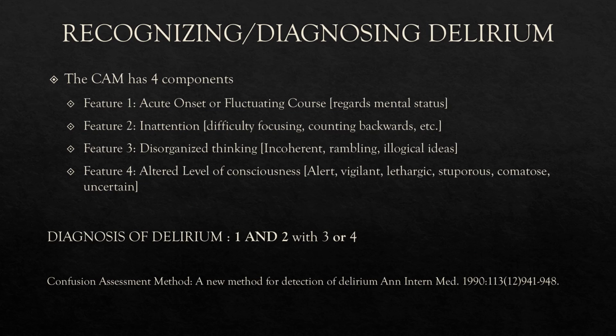The CAM has 4 different components. They are listed on the slide. The 4 components include acute onset or fluctuating course of symptoms, inattention, disorganized thinking, and altered level of consciousness. For a diagnosis of delirium to be considered, the patient needs to have feature 1 and 2, along with either feature 3 or 4.